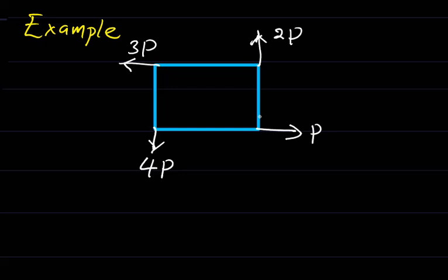4 forces equal to 2p, 2p, 3p, and 4p are respectively acting along the 4 sides of square ABCD, taken in order. Find the magnitude, direction, and position of the resultant.